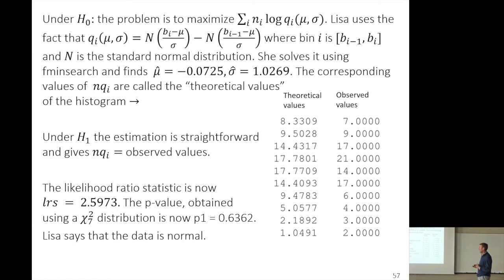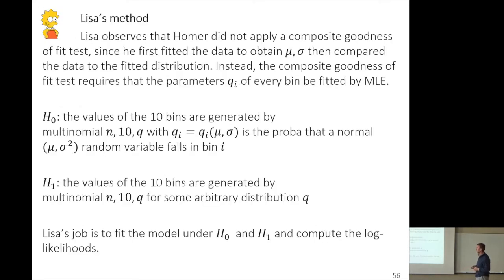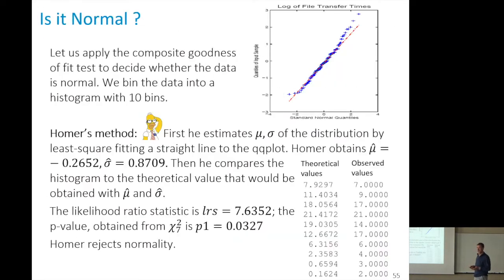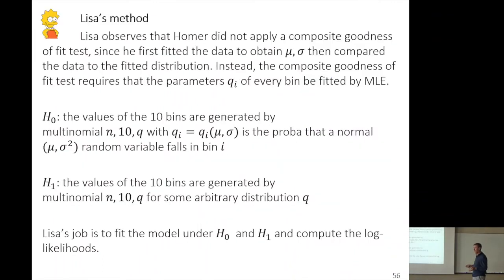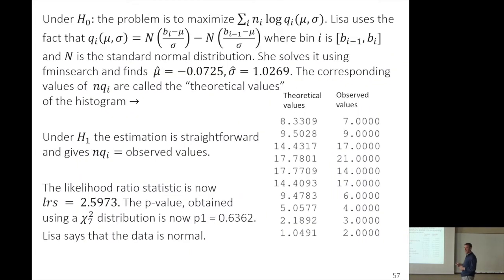If we do this in any arbitrary fashion, that may be completely wrong. This is Homer's method. That is completely wrong. If we do it right, this is right, of course, because we do it right according to the theory. If we do it almost right, that means we estimate mu in a consistent way.